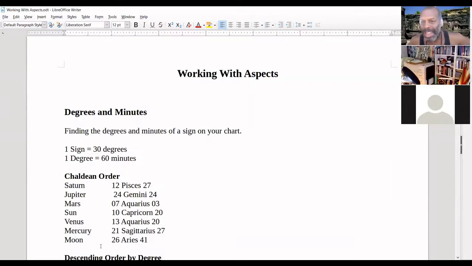We're going to break this down so that hopefully by the end of this workshop, everybody should be able to know exactly what their applying aspects and their separating aspects are. Okay, so that's our goal here.